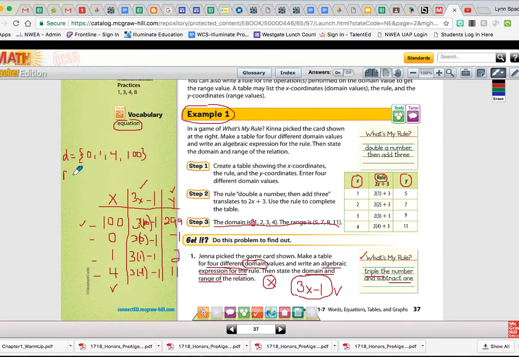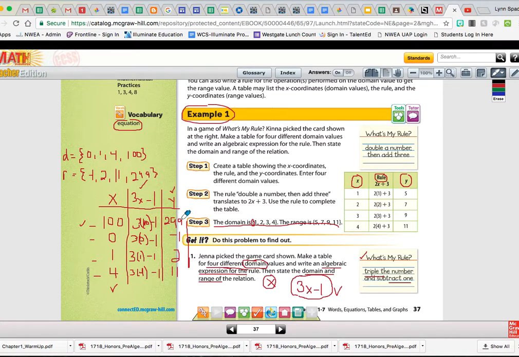And then the range values are these guys right here in this column. And again, I'm just going to put those in lining up here. 0 would be negative 1, 1 would be 2, and then 4 would be 11, and 100 would be 299. And notice that those work out to be in order from least to greatest.